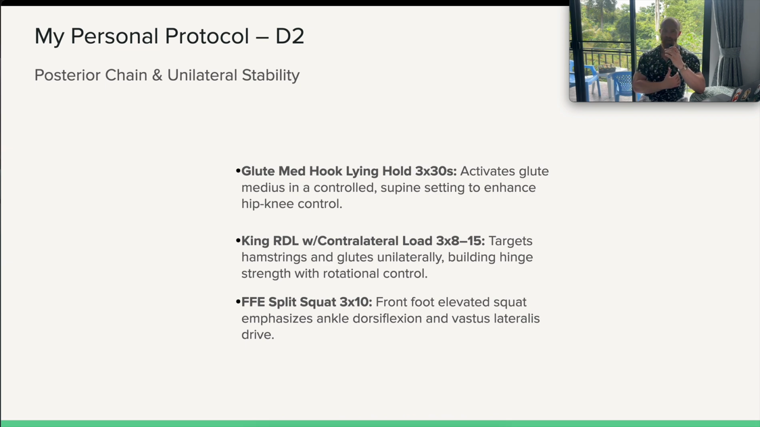The reason we are doing that is because that's going to influence a little bit of internal rotation at the hip. This is what we want to try and do, increase that stability through the hip, knee, and foot. Once we have done the King RDLs, we're on to the front foot elevated split squat. Now, the front foot elevated split squat is another movement that's going to be influencing a little bit of that internal rotation in the hips.